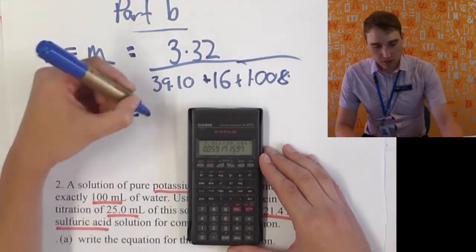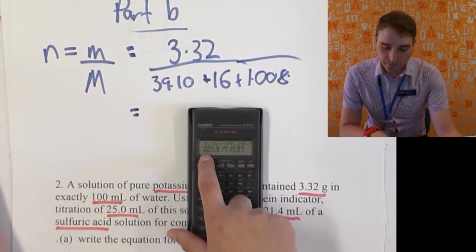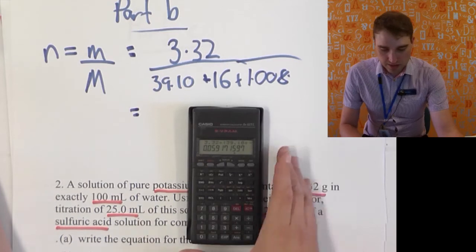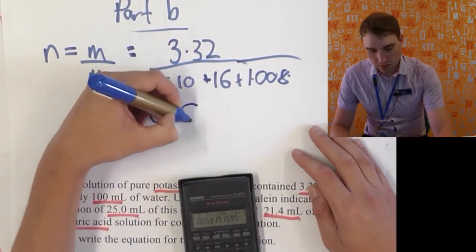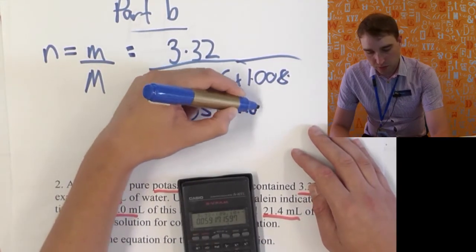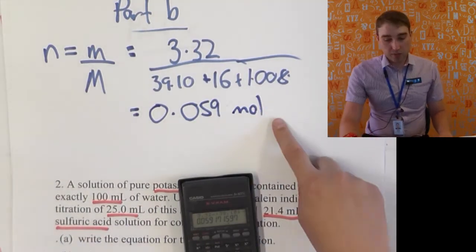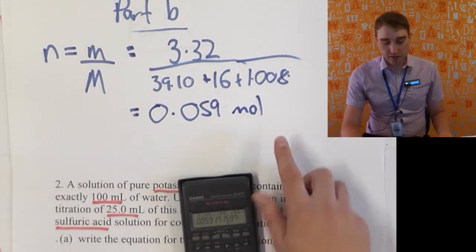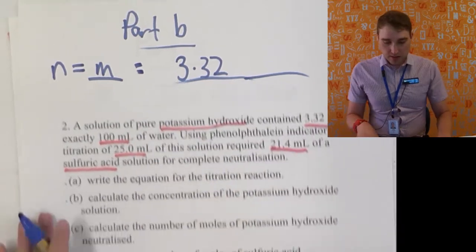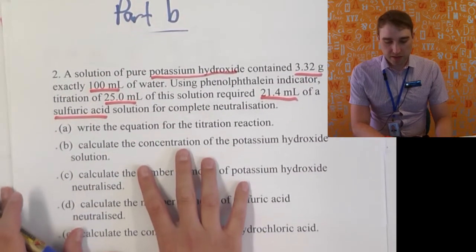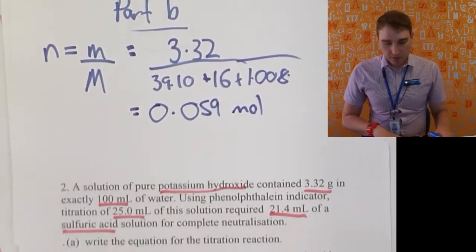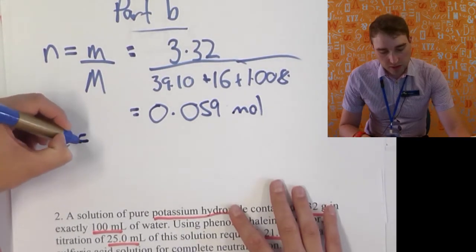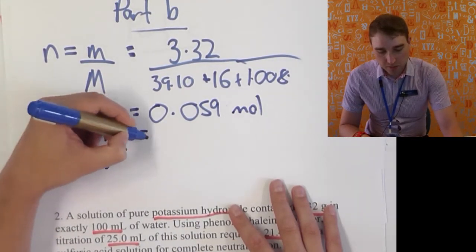If you don't, you'll get to the wrong answer. Alright, so our answer on the calculator is 0.059 moles. So that's our number of moles of potassium hydroxide. The question says, calculate the concentration of potassium hydroxide. So to find the concentration, we need to have a number of moles and divide that by a volume.